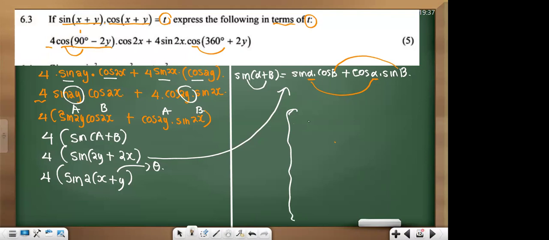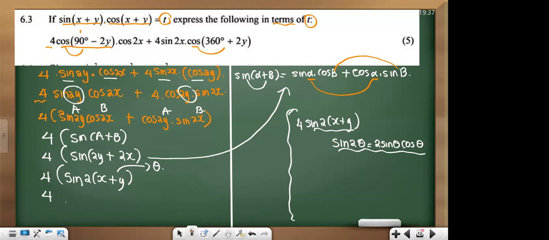I have 4 sine 2 into x plus y. All right, so that can be sine 2 theta, and this is equals to 2 sine theta cos theta. Okay, will this lead me to the final answer? Okay, I'm gonna see.